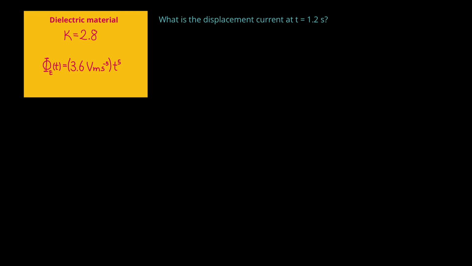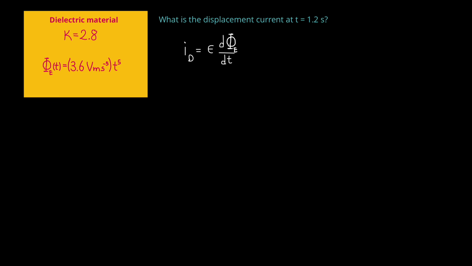We have some dielectric material in which there's an electric flux that changes with time as represented by this function, some constant times t to the fifth power. The dielectric constant of the material is given. It's equal to 2.8. The question is, what is the displacement current at t equals 1.2 seconds? Let's just use the formula for the displacement current.